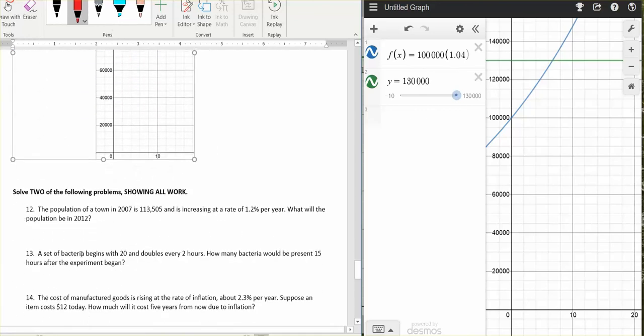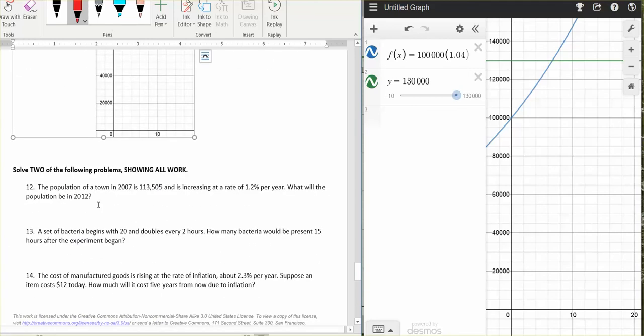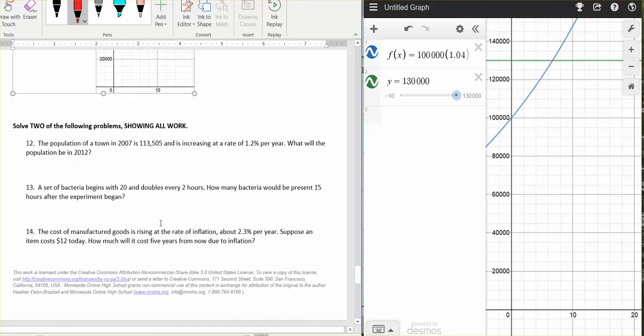Now on 12, 13, 14, up to 16, you only have to pick 2 of these. But you'll do all the same stuff. You'll write the equation, you'll graph it, you'll answer the question. Let's look at number 13.